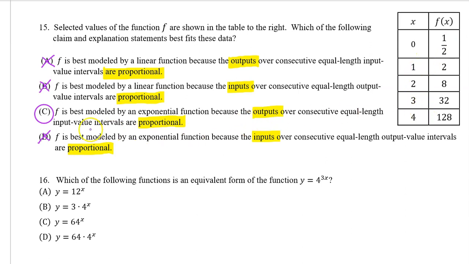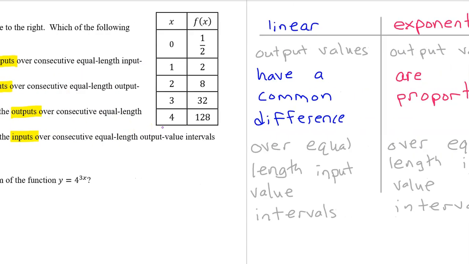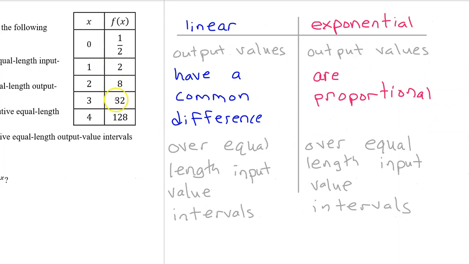But let's follow through. C says that f is best modeled by an exponential function because the output values over consecutive equal length input value intervals are proportional. Okay, so that matches this statement. Now, let's look at the data and see if the output values are indeed proportional. That means if we take each output value and divide by the previous output value, we should get the same answer. I'm going to use these two just because the numbers are easiest.